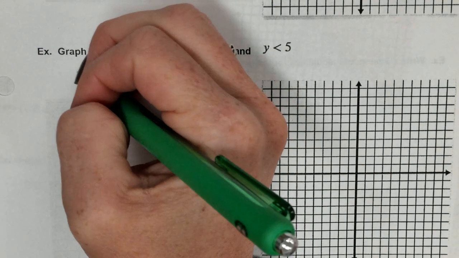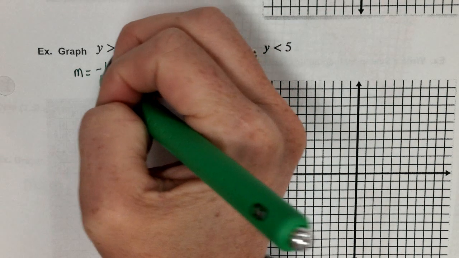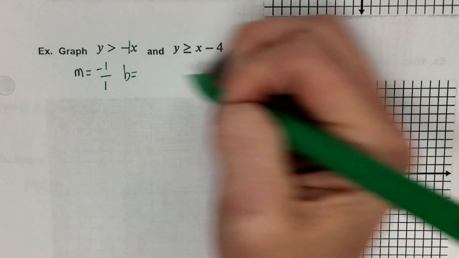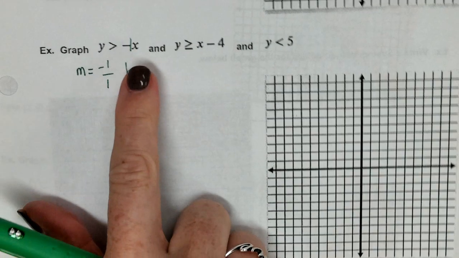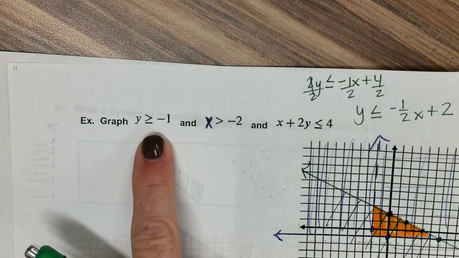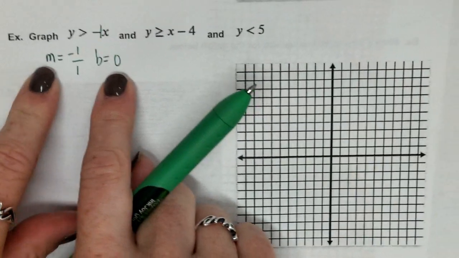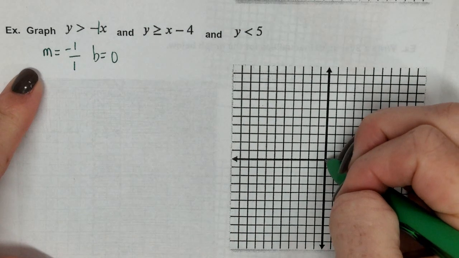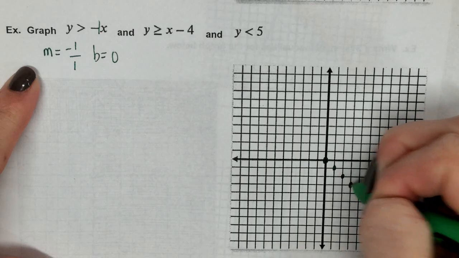What is the slope? Negative 1 over 1. What is the y-intercept? 0. Now, for some reason, I always have students mess up on these because they think they're supposed to be like this one, but they're not. This one doesn't have an x, right? This one still has a slope and a y-intercept. So I'm going to go to 0, 0, and I'm going to go down 1, right 1. It's going to be a dashed line.